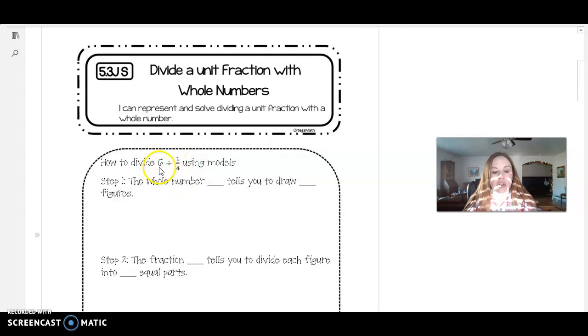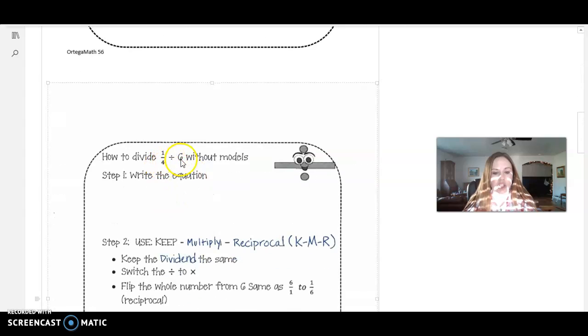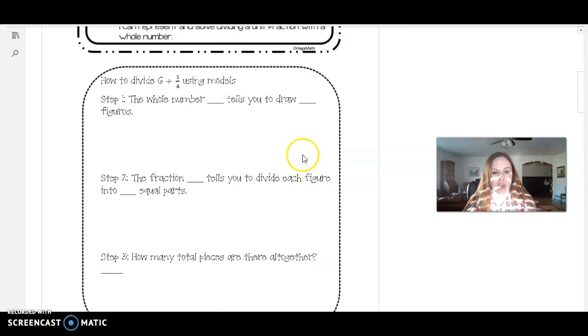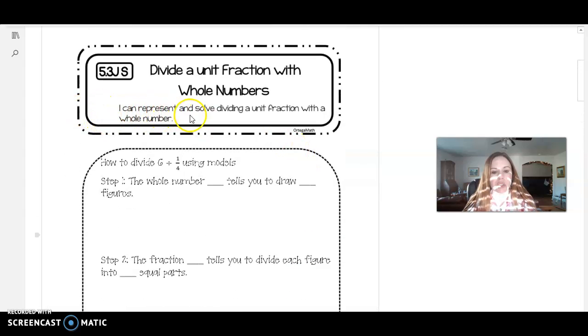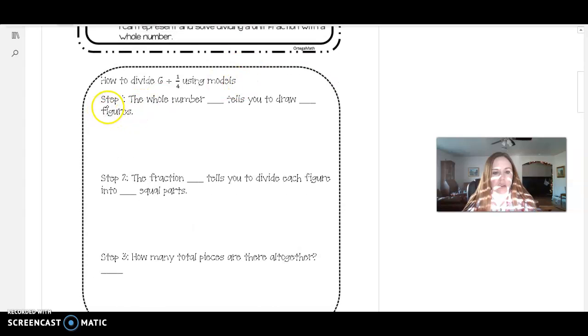And we will be either dividing a whole number by a unit fraction, or if you scroll down here, a unit fraction by a whole number. Well, we have to represent and solve. So let's look at representing first. Going to modeling, okay? How to divide 6 divided by 1/4 using models.